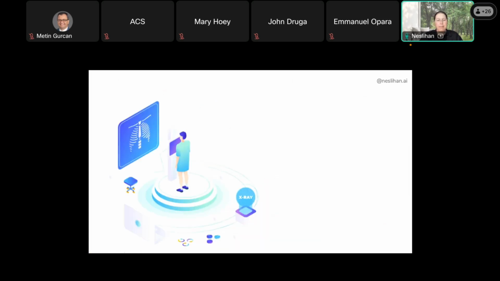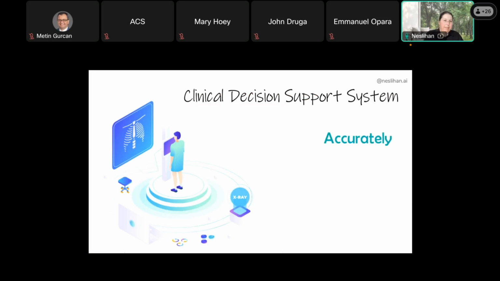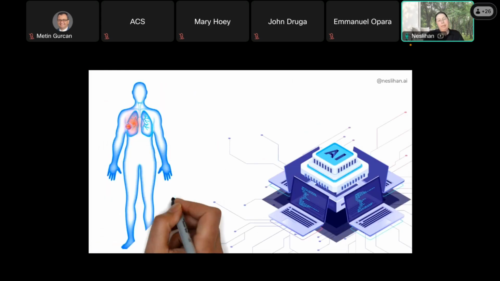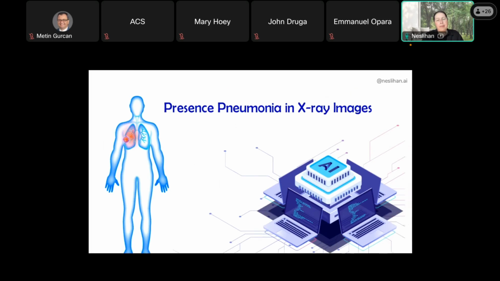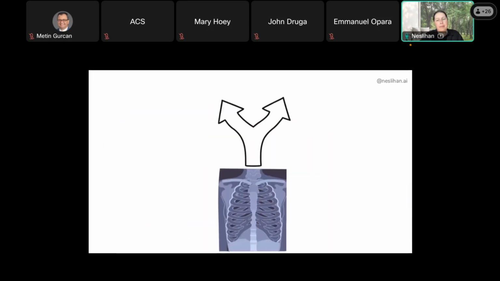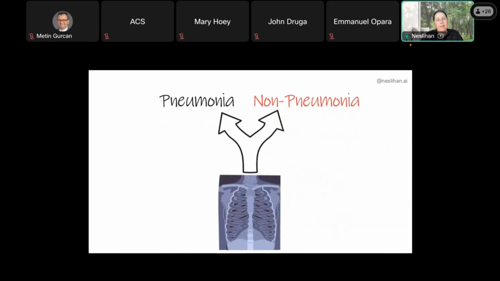Therefore, you decided to employ a clinical decision support system with the hope that physicians can more accurately and efficiently diagnose the disease. You would like to have a machine learning-based classifier that will correctly diagnose the presence of pneumonia in X-ray images. Our problem is thus a binary classification where the inputs are chest X-ray images and the output is one of two classes, pneumonia or non-pneumonia.